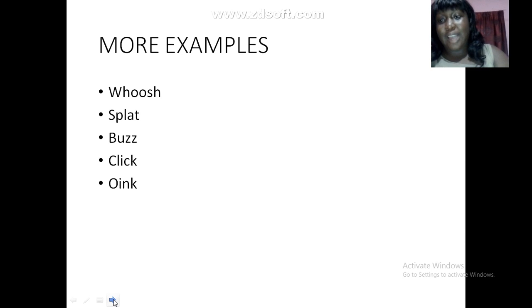Are we together, guys? Are you taking down these notes? You need to pause and take down notes, okay? Beautiful. So these are all examples of onomatopoeia. Let's make progress.